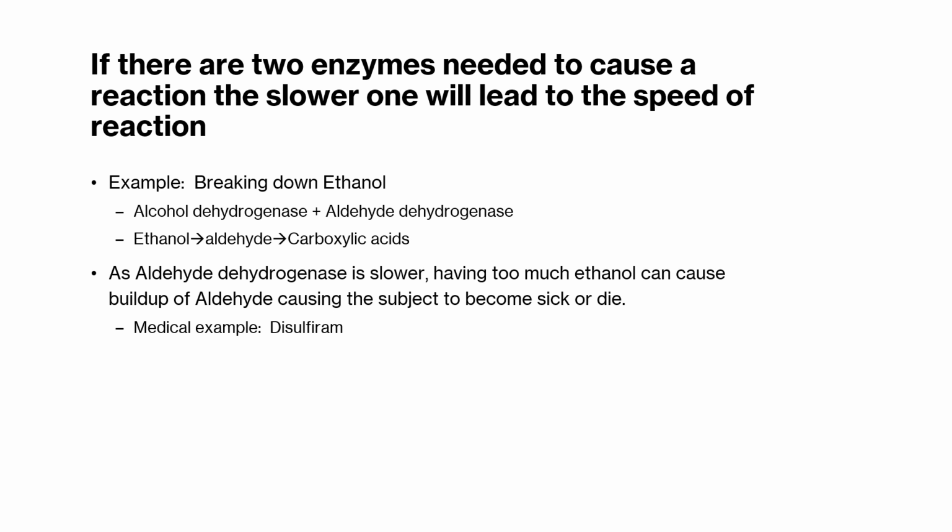So if you have too much alcohol in the system, you build up aldehyde, which will end up getting you sick. The aldehyde dehydrogenase is the rate limiting reaction because it's slower. Now we can use this in medication because we have something, for instance, like disulfiram. And disulfiram will inhibit aldehyde dehydrogenase, and so when you get this reaction, you'll build up aldehyde, causing people to get sick if they drink alcohol.